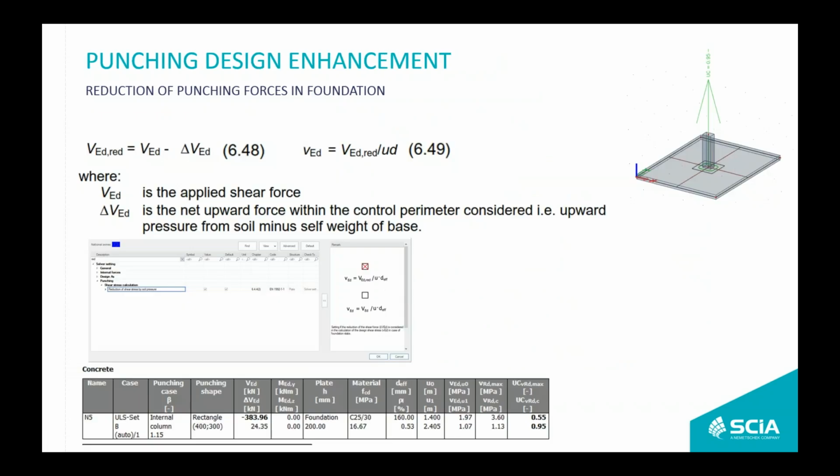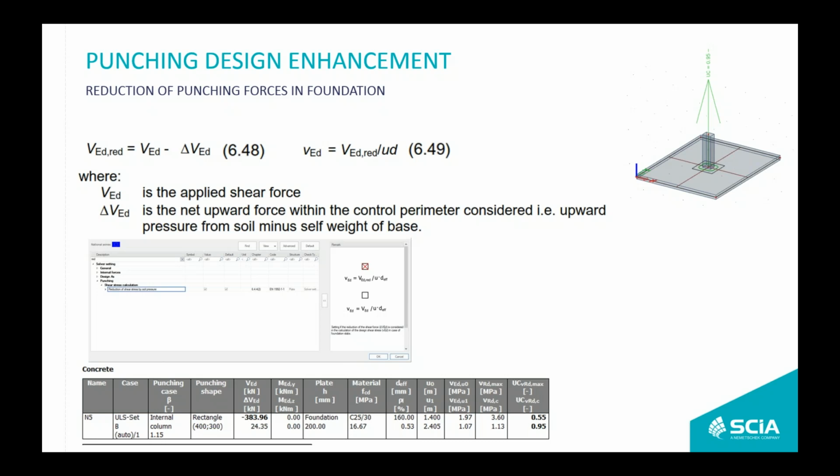The next topic that is connected to 2D reinforcement design, but from a bit of another view, is improvements in punching. We made two improvements in 19.1. The first is the possibility of reduction of punching forces in foundations. Imagine a case where you have a base plate that is supported by surface support, and there are some columns that are connected to this foundation plate, and there is a big concentration of contact stresses underneath the column.